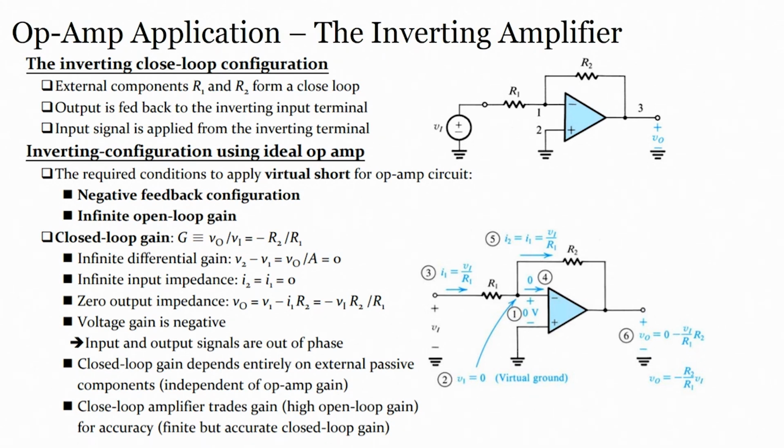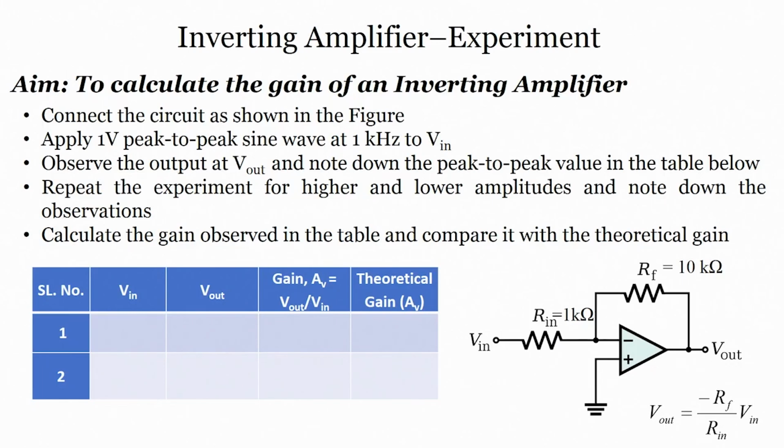And if you see in the next slide, you see here this is the experiment, right. So, how to perform or how to calculate the gain of an inverting amplifier. Now, given that you have R1 equals 1 kilo ohm, and feedback resistor RF equals 10 kilo ohm, what will be the gain of this particular amplifier.